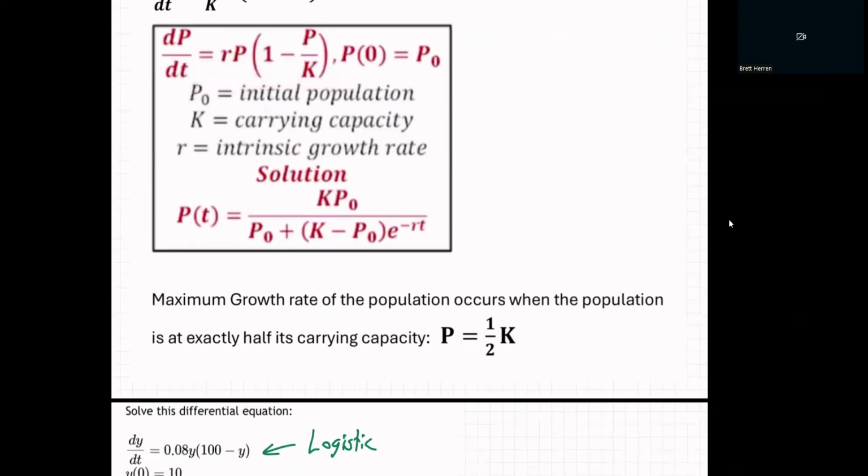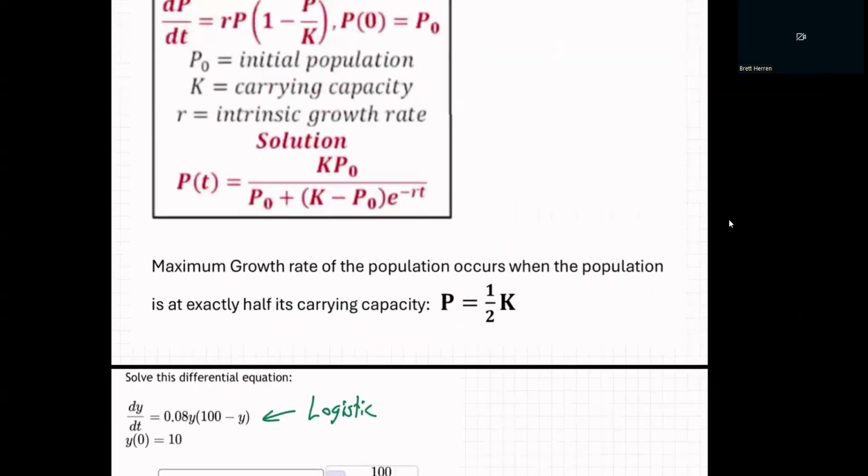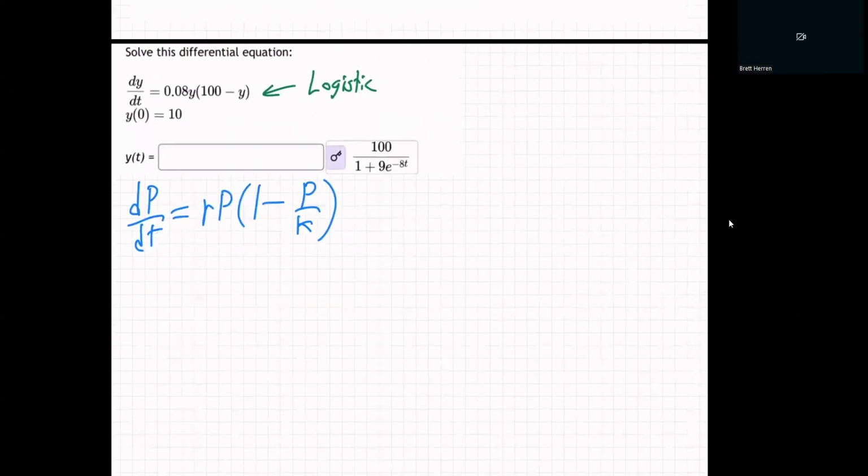So we have to give it a new look. I call it plastic surgery. Let me write it down. dP/dt. So we got to make it look like dP/dt equals rP times 1 minus P over K. That's the look we need to give it. So that means you need to take this equation and make it look like that. Then you can just grab the solution that they gave.